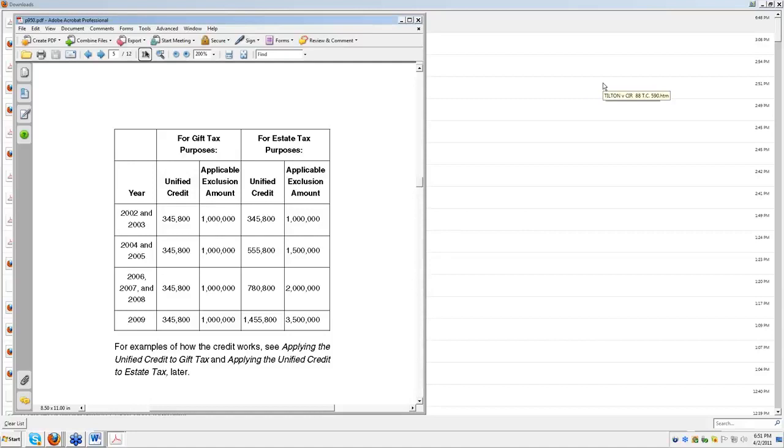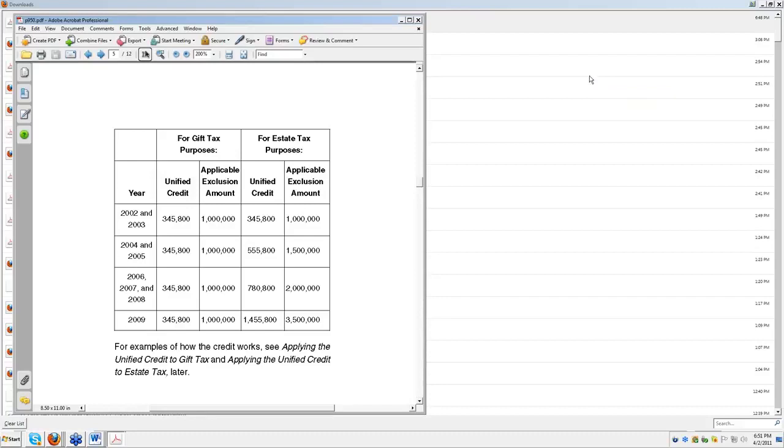Okay, you got a Unified Tax Credit of $345,800. It remains steadily the same, and they show it up to 2009. The reason is that it was repealed. They repealed it from 2010 to 2011, but now it's been reenacted as of January 1st, 2011.